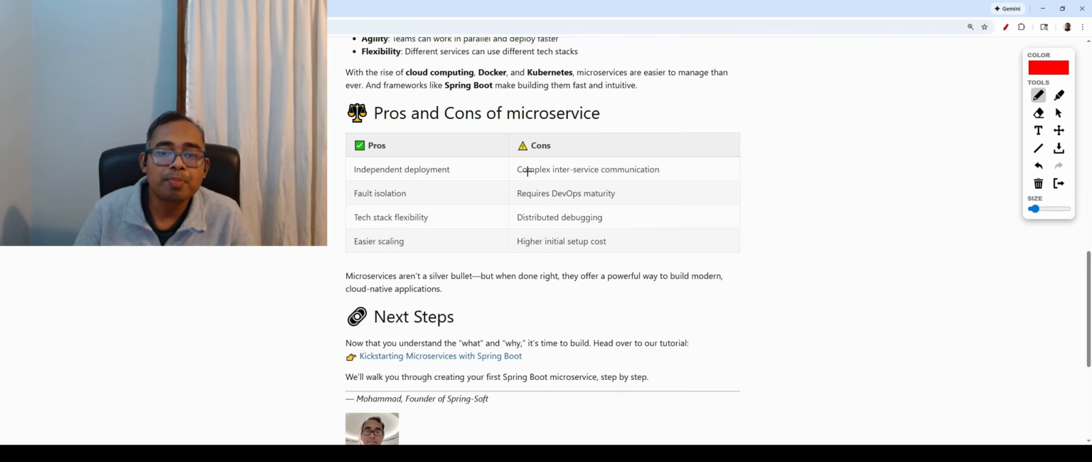And what are the cons? Complex inter-service communication. Yes, with microservices you need to do all those REST calls that have some network latency, right? It takes some network time to call from one service to another. So sometimes they are very complex. Requires DevOps maturity. More often you need a separate DevOps team who maintain all these build pipelines because you now have different code bases. You have to maintain your code base, maintain your build pipelines, configure them correctly, and ensure that they are working as they should.